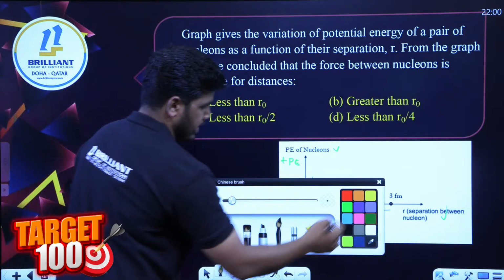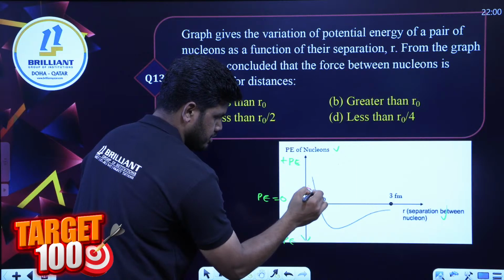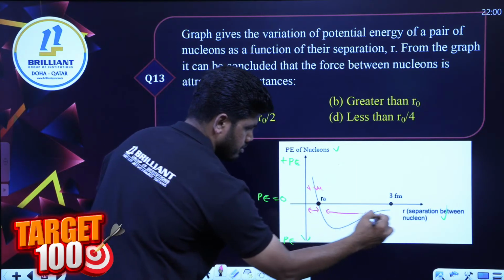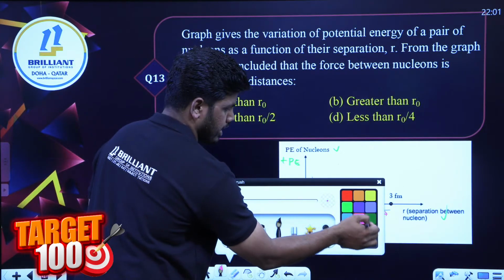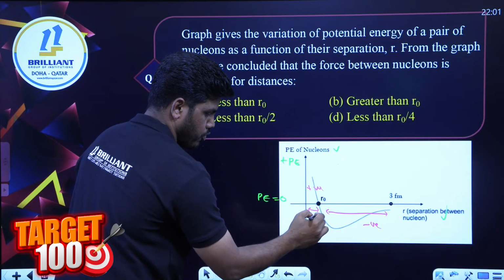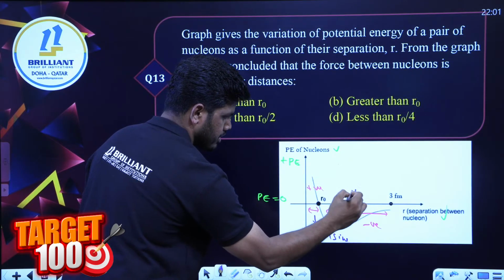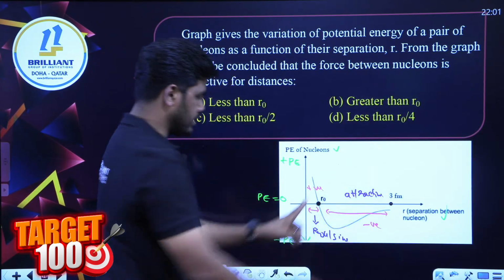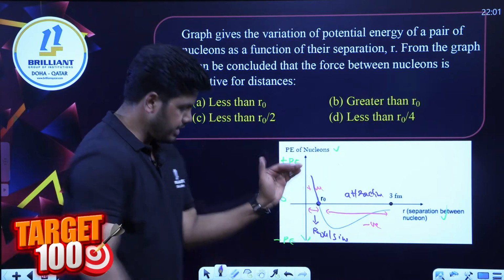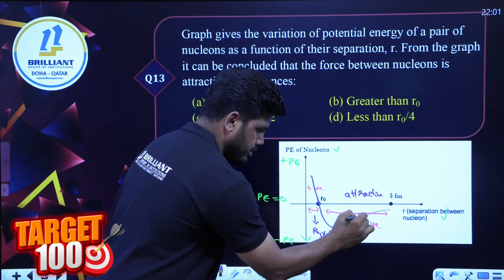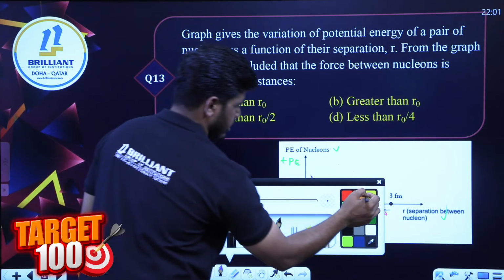We can see potential energy is positive in this range, right? In this range, potential energy is positive. And for this range, potential energy is negative. And whenever potential energy is positive, I told you already, the force will be repulsive. And here force is attractive. Look at the variation. At R0, the potential energy decreases. At R0, it turns to the negative side. That is how it is varying. So the force becomes attractive if the potential energy is negative.